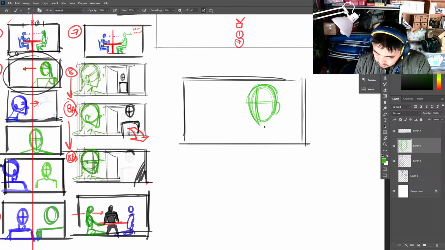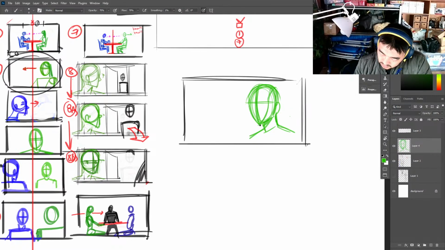Here's our 3/4 single. Oh man, I didn't even go into Shot Deck to look at stuff. I should have done that. Maybe after. Centerline. 1.